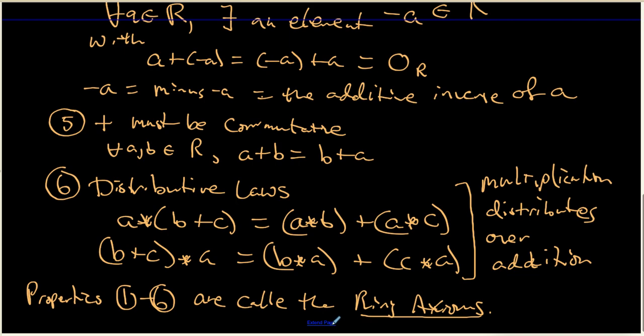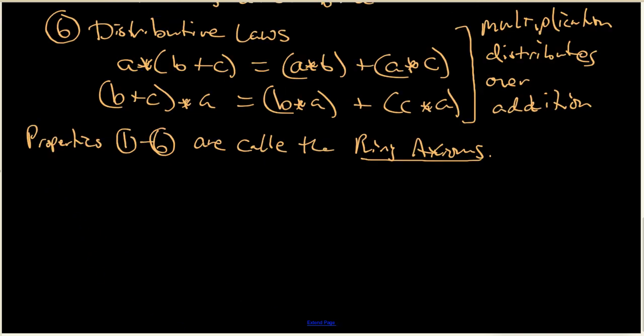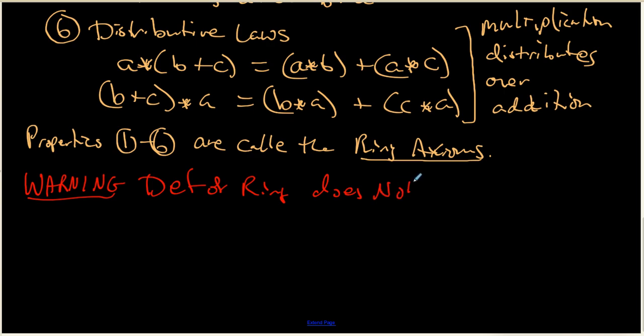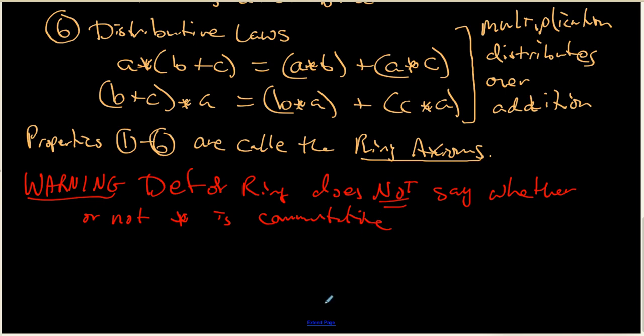There are a couple of other things that it is worth mentioning at this particular point. So I'm going to actually change color because this is a kind of a warning. The definition of ring does not demand, so it does not say whether or not star is commutative. So while all rings will have their addition being commutative, the multiplication may or may not be commutative.